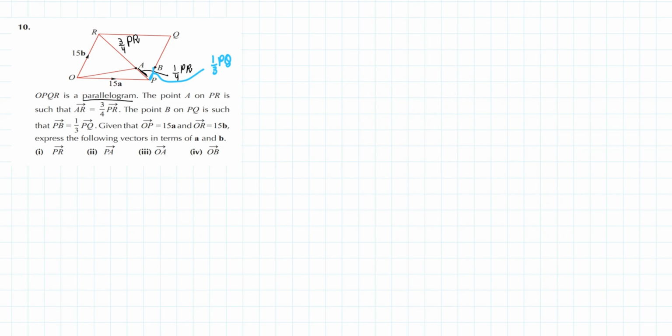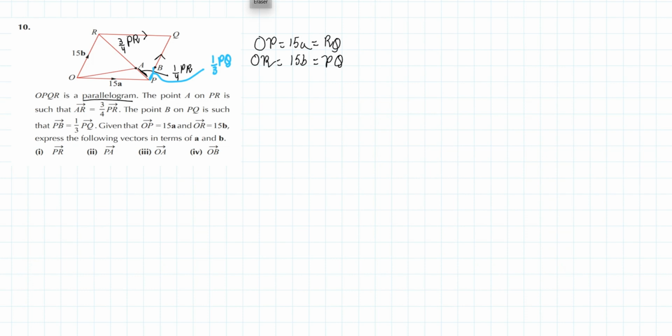Look, because it is a parallelogram, OP is equal to 15A. Then RQ, the direction will be the same, is also equal to 15A. Again, OR is equal to 15B. Then PQ will also be 15B, and their direction is upward. Okay, after writing this information, now read the requirement and then solve the question.